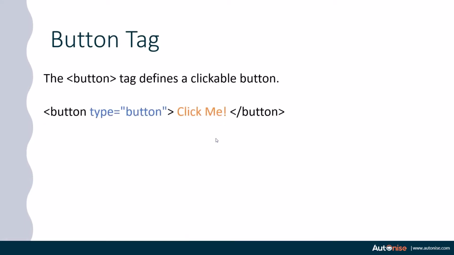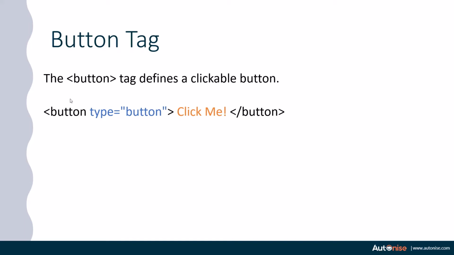Next is the button tag. The button tag defines a clickable button. So as you can see over here, this is the way in which you write a button. First, there is the button tag. Next, there is the type, which specifies what is the action of the button. There can be many types like submit. Over here, we have kept the basic type.